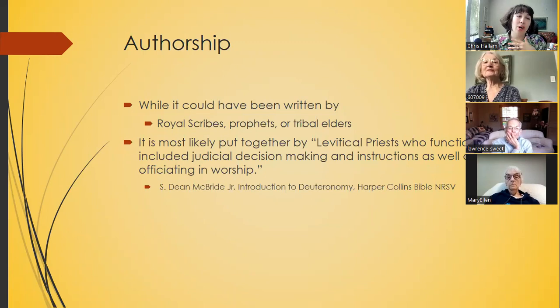That said, who is it written by? There's a chance that royal scribes, basically the person who's writing down what the king says and all the laws that the king is putting out, or prophets, the people who were advisors but also spiritual intermediaries, or tribal elders. Basically the tribe still exists, so leaders of the tribe would come and have input, but most likely the Levitical priests were the ones writing this.